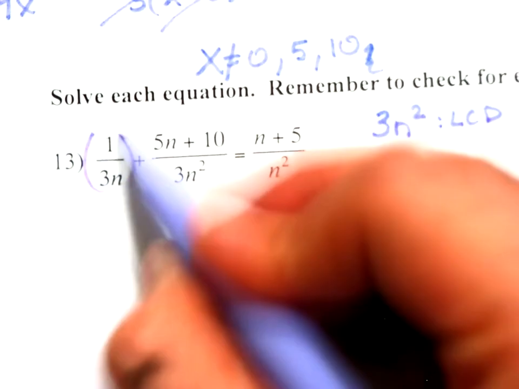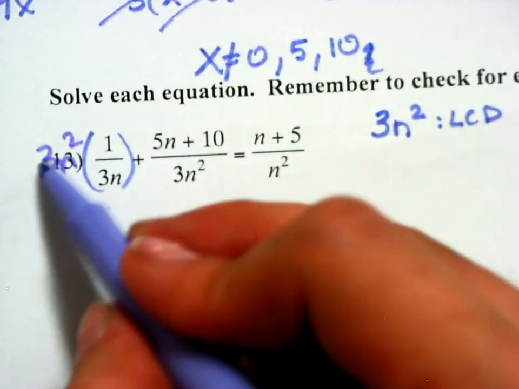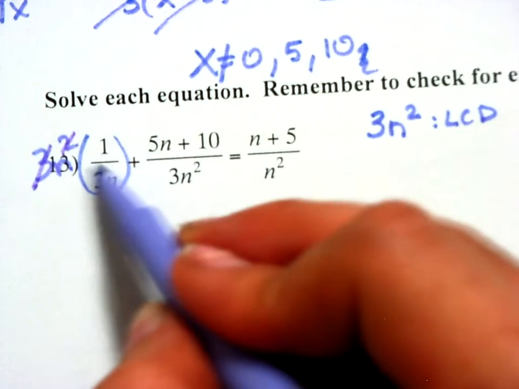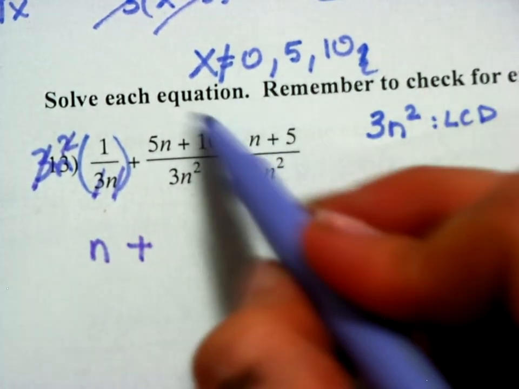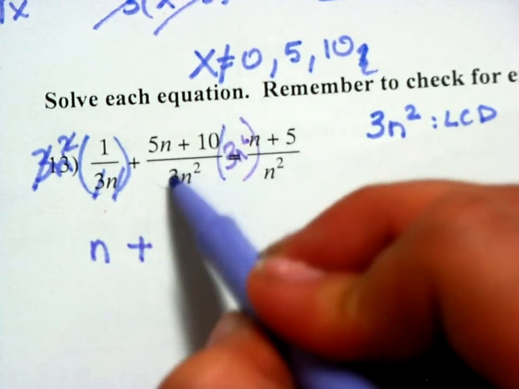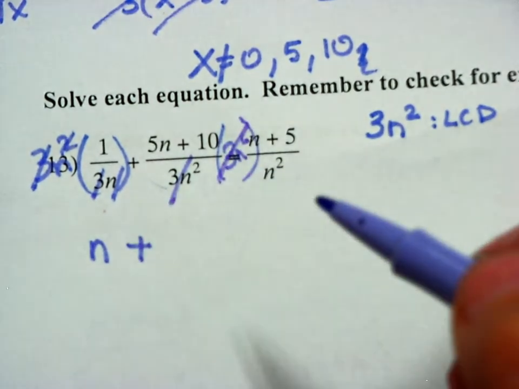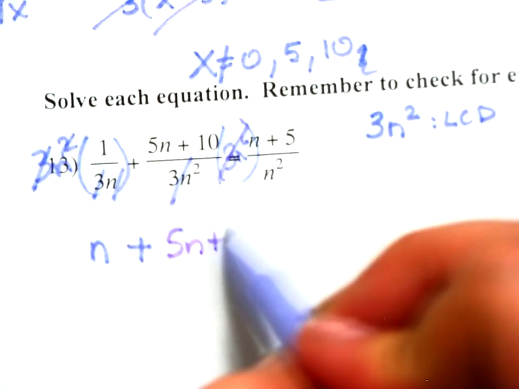So this one, multiply by 3n squared. So I've got the 3 and one of the n's are going to cancel. So I just have an n plus. Let's multiply this one by 3n squared. Well, hey, look, that's going to cross cancel with the denominator. All you have left is 5n plus 10.